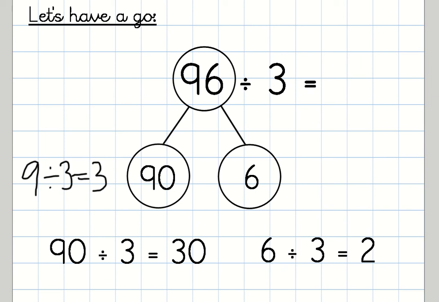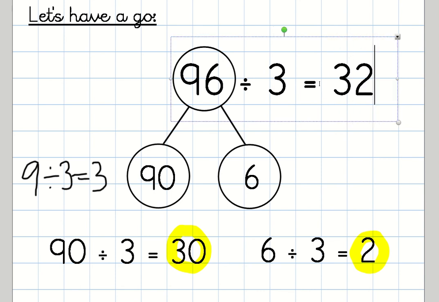And then, like we did last time, we've got 30 and we've got 2. And what do we need to do to them? Hopefully you've said it. We need to add them together. And 30 plus 2 is 32. So 96 divided by 3 is 32.